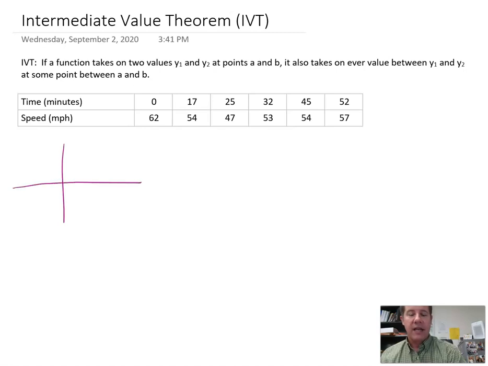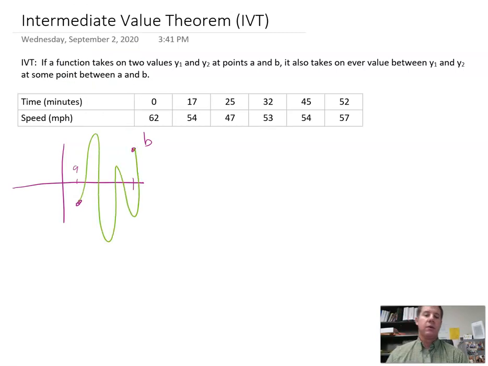If I've got some point here at A, and I've got some point here at B, I don't know what the graph does between A and B. It might go crazy up and down. It might be a straight line between those points. It might do all sorts of things. We don't know. All I know is that in order to get from A to B, we are going to have to take on every y value from A to B. That's basically what it says.